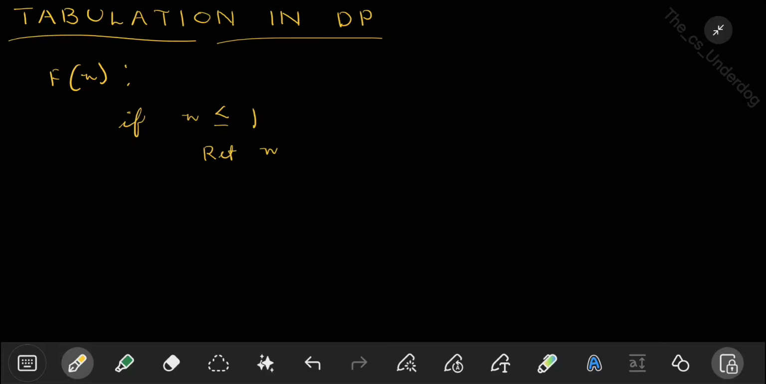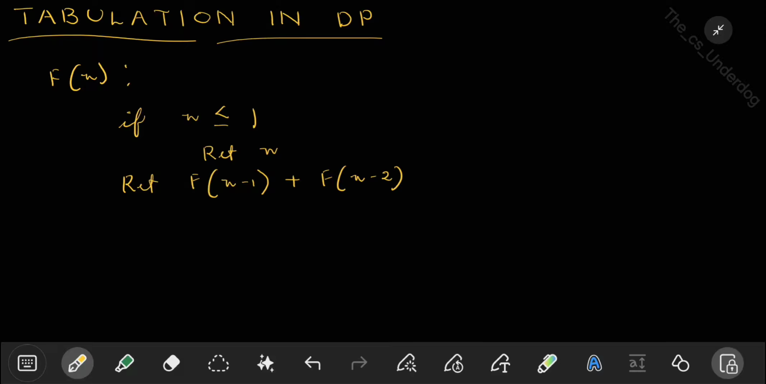Because that is what you want to do in case of Fibonacci of 0, which is 0, and Fibonacci of 1 is 1. What about the remaining ones? You will return Fibonacci of n minus 1 plus Fibonacci of n minus 2. This is what you did in case of recursion.